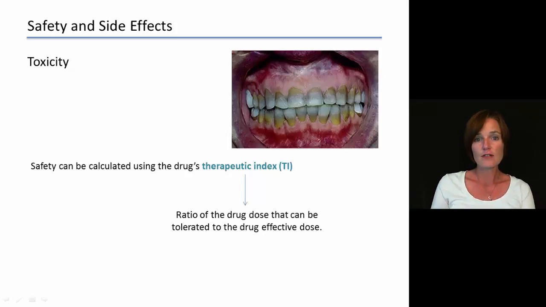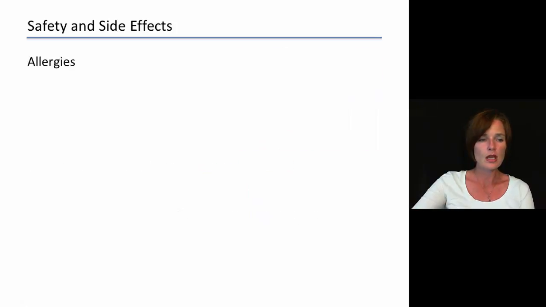So safety of a drug can be calculated using the drug's therapeutic index, and we call that the TI. This is the ratio of the drug dose that can be tolerated to the drug effective dose. That's going to be the therapeutic index.